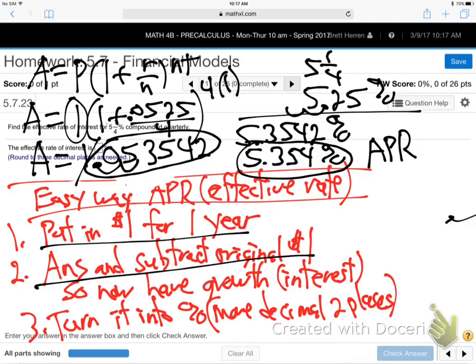That's the real effect. The 5.25, that's quarterly. But after 1 year, really your money will grow, or if it's a loan, shrink by 5.354%. Make sense? Questions on that? We good?